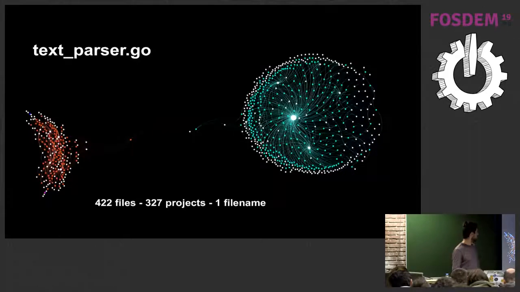As I was saying before, there were a lot of connected components which had a lot of Go files. And one thing that was interesting was that a certain amount of connected components had files which only had one file name. For instance, this is a connected component with only files which are called text-parser.go. The white nodes are actually not files here, they are representations of the buckets.